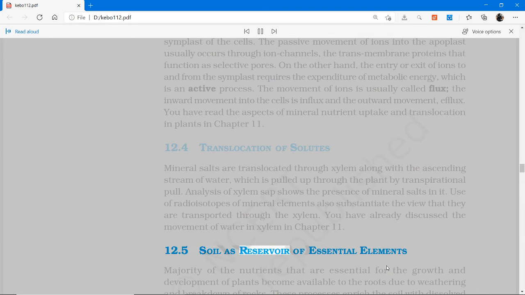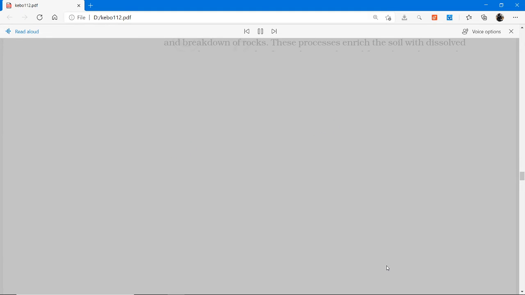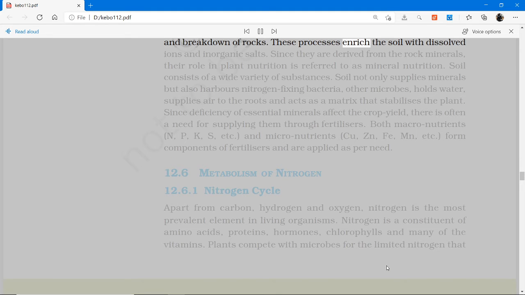12.5 Soil as reservoir of essential elements. Majority of the nutrients that are essential for the growth and development of plants become available to the roots due to weathering and breakdown of rocks. These processes enrich the soil with dissolved ions and inorganic salts. Since they are derived from the rock minerals, their role in plant nutrition is referred to as mineral nutrition.